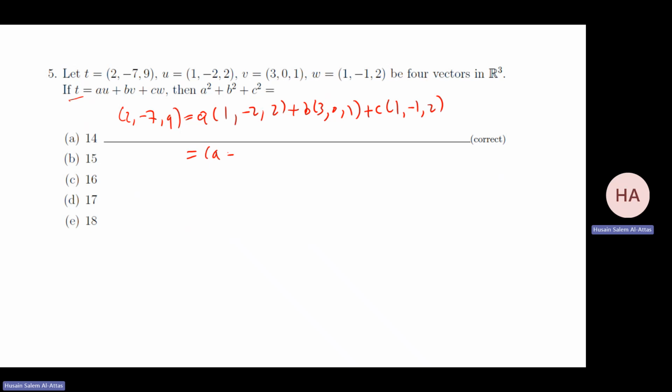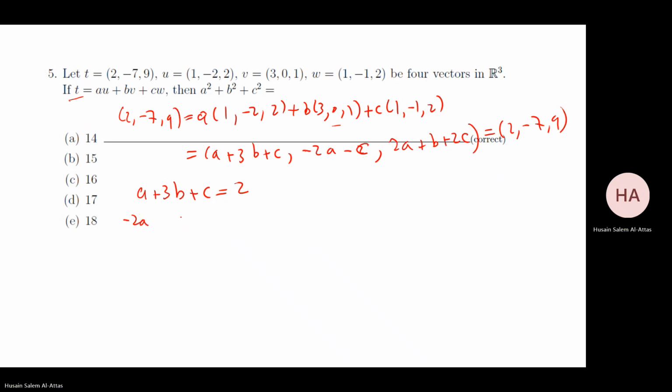So what we have? We have A plus 3B plus C, and minus 2A minus C, B times 0. And then I have 2A plus B plus 2C. That should equal 2, -7 and 9. So I have the system: A plus 3B plus C equal to 2, minus 2A minus C equal minus 7, and 2A plus B plus 2C equal 9.